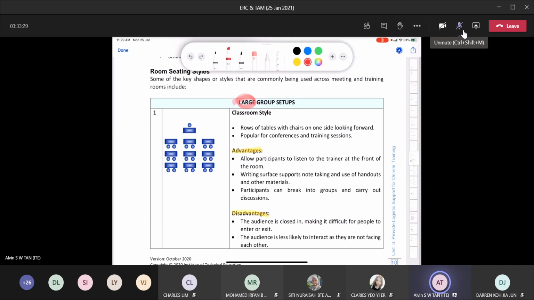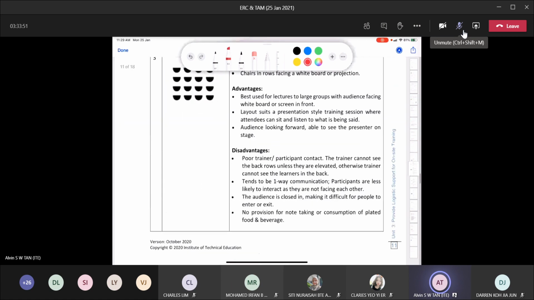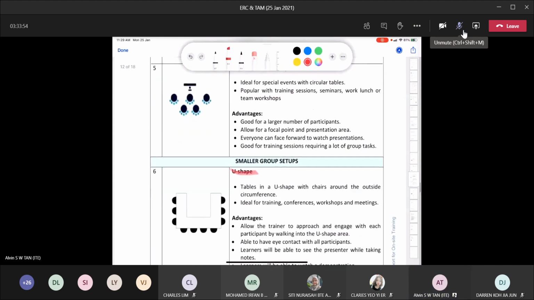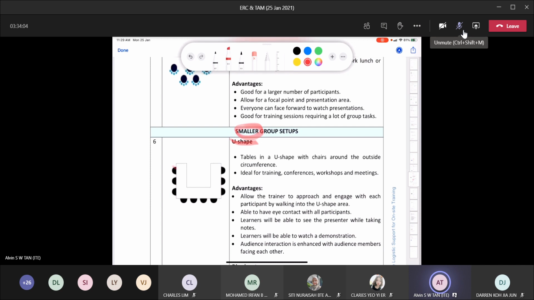Okay. We talked about this just now. Large group, more than 30. Charles, do you hear what we said just now? So small group will be less than 30. Okay. So as you can see here, you only have 1, 2, 3, 4, 5, 6, 7, 8, 9, 10.